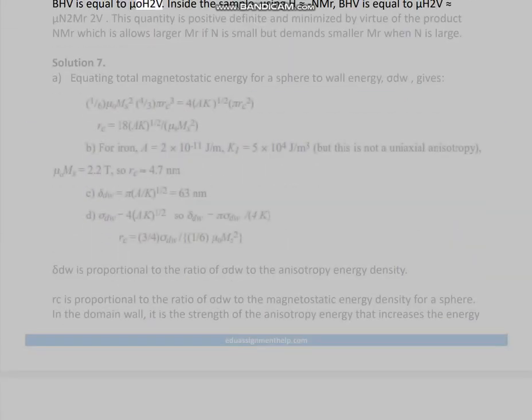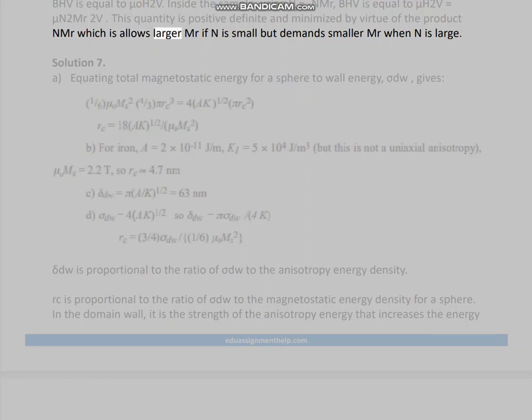BHV is equal to B²V/μ0. Inside the sample, using H is almost equal to NMr, BHV is equal to H²V, almost equal to N²Mr²V. This quantity is positive definite and minimized by virtue of the product NMr, which allows larger Mr if N is small but demands smaller Mr when N is large.